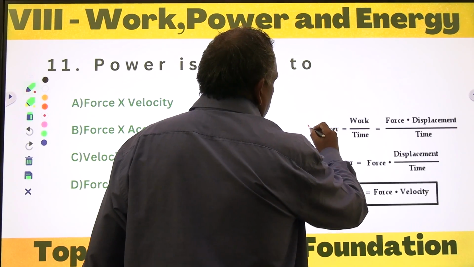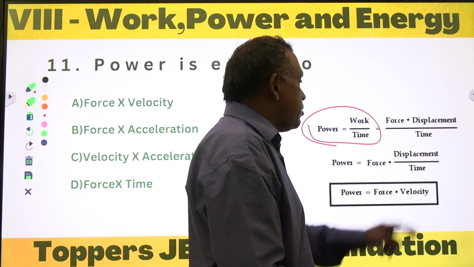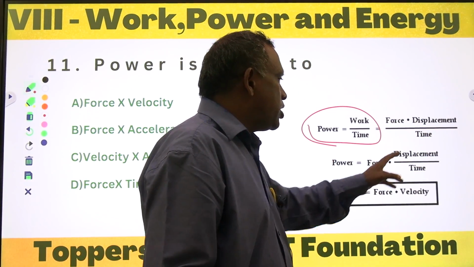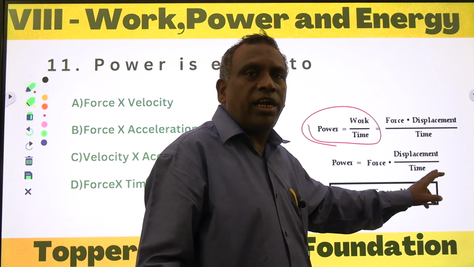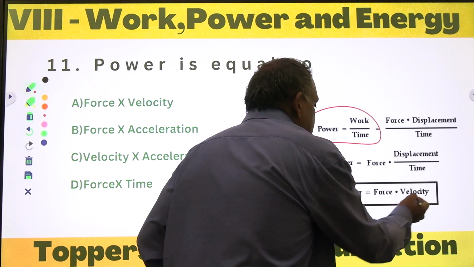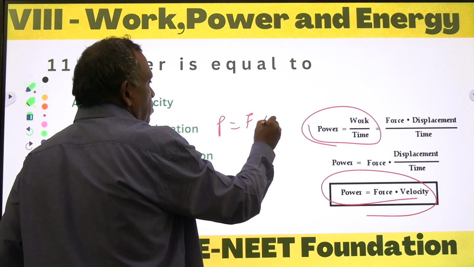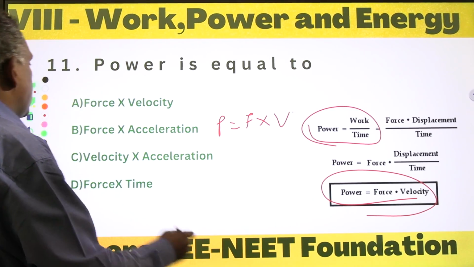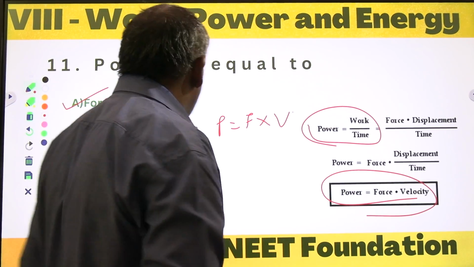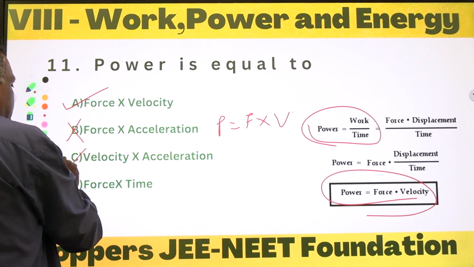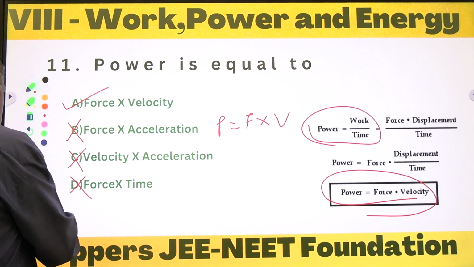Power is equal to work by time, you know it. Work is nothing but force into displacement. So force into displacement by time; displacement upon time, the rate of change of displacement, is called velocity. So power is equal to force into velocity. In the given options, option A is force into velocity. The remaining options are wrong. So that's why option A is correct for the 11th question.